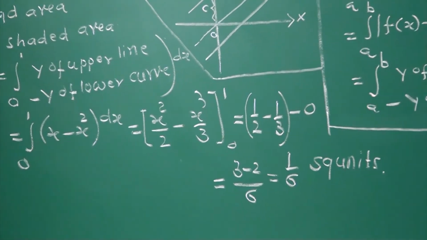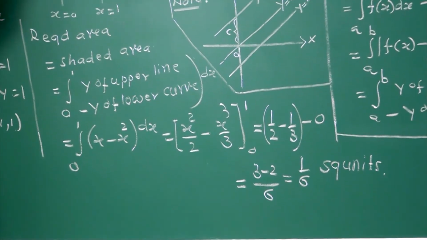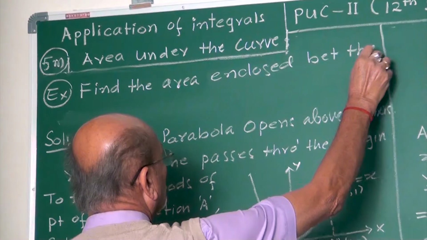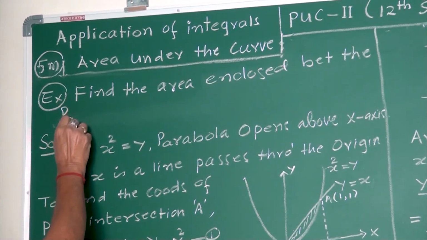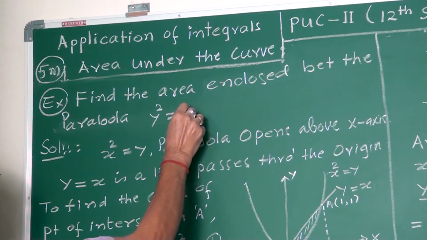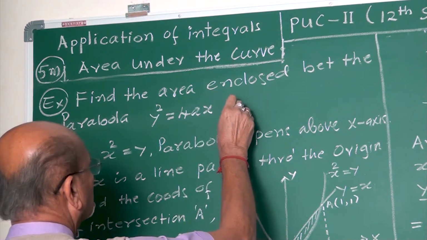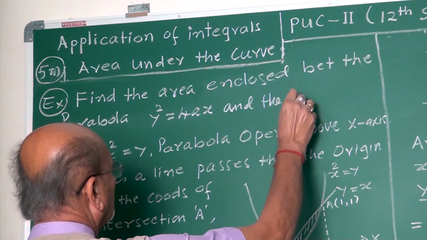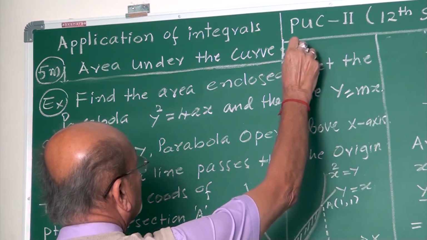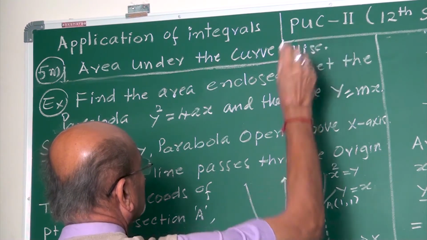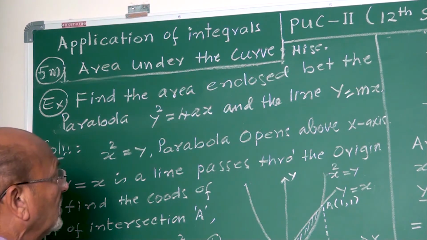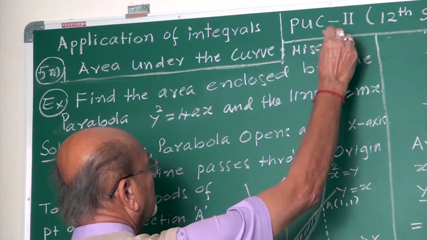Find the area enclosed between the parabola y square equal to 4ax and the line y equal to mx. My friends, we have taken the general case. It is example number 10 in the miscellaneous exercise.